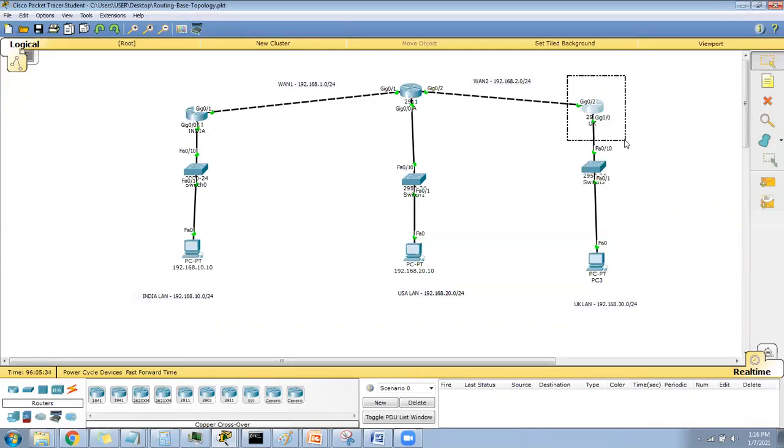I'm in the UK router. I see there are two networks directly connected, 2.0 and 30.0. So how many routes do I need to add here? Guys, I'm asking you. 3. Right. Okay. Mohammed, you kept silent. So the question to you: how many routes do I need to add in the UK router?